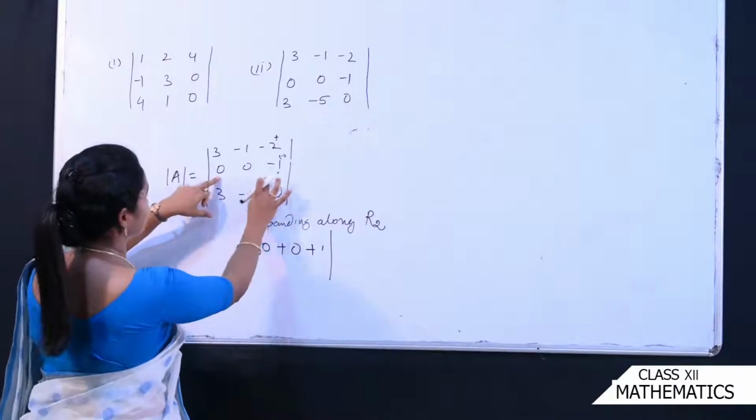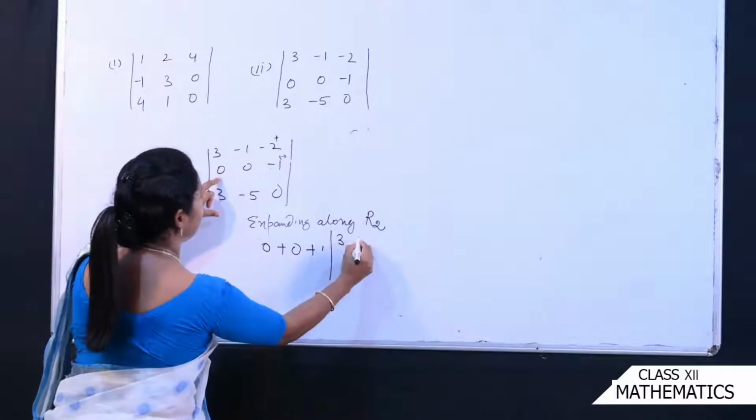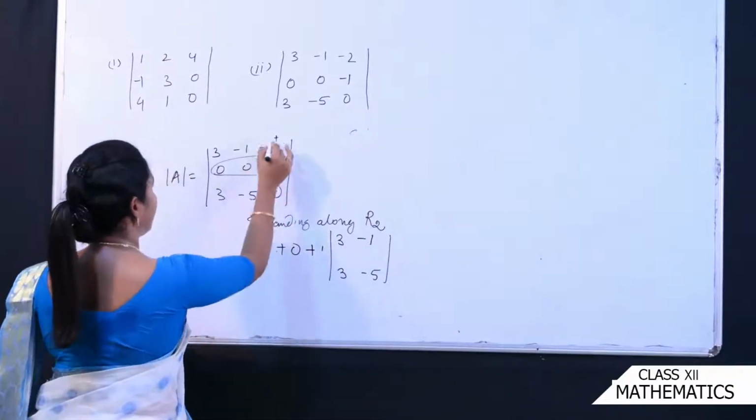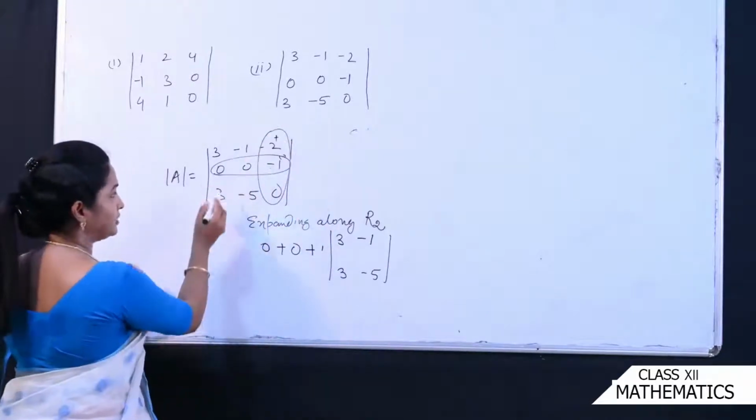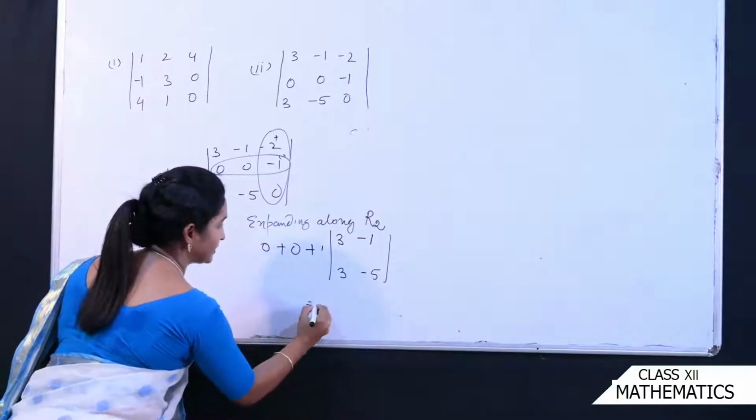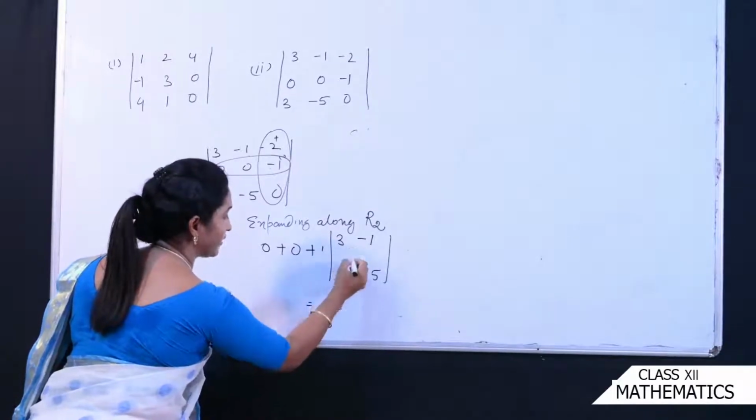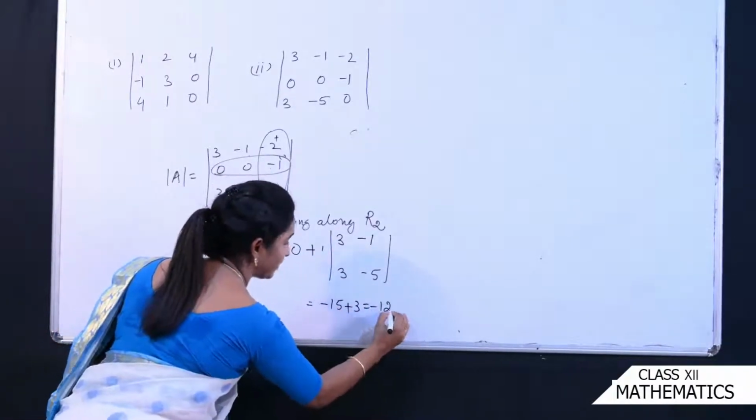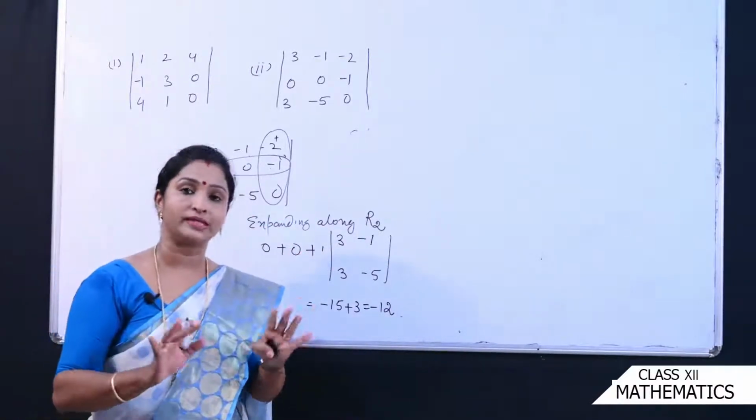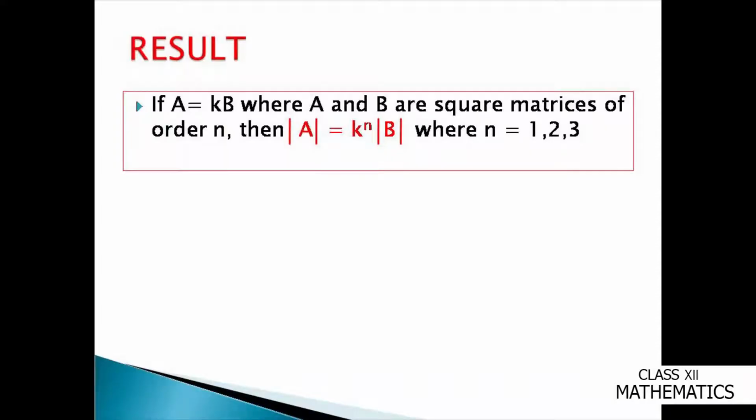Look carefully here, when you expand along R2, this row stays and this column goes. So what you get is 3 minus 1 and 3 minus 5, this one and this one. Understood? Just solve it. This becomes 0 and you will get the answer minus 15. Already there is a minus sign in between, so minus of minus plus 3, it is equal to minus 12. Clear? This is the way of expanding. You only have to see which row and which column has more zeros and you can start your calculation. Now let's see a very important result.